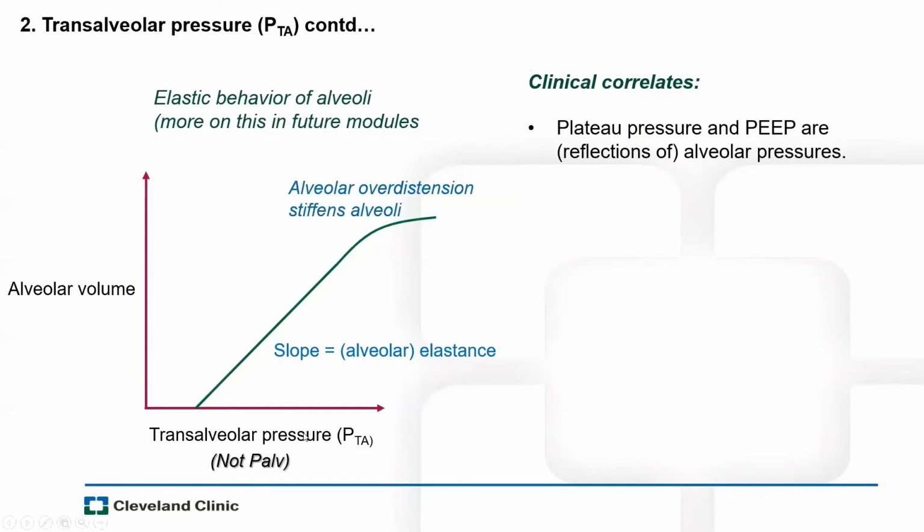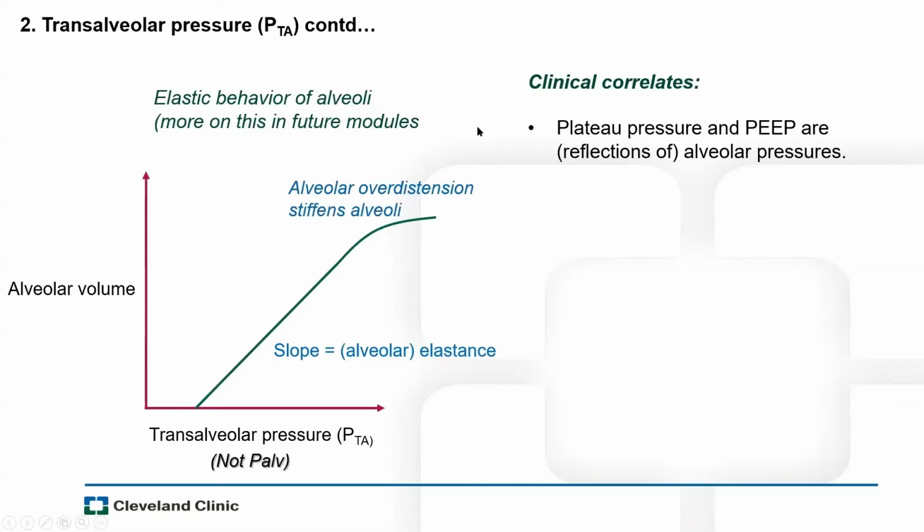So this is kind of the graphical representation of this. If on the x-axis you have transalveolar pressure, and on the y-axis you have the alveolar volume. As we increase the transalveolar pressure, the alveolar volume is going to go up, similar to the balloon, until when you have very high volume, then the alveolus stiffens up, and any further increase in pressure doesn't really cause a lot of increase in volume.